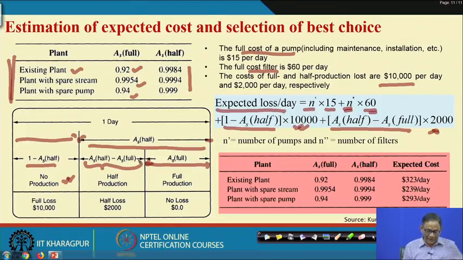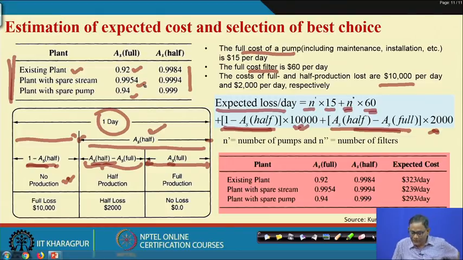Okay. So, now if I sum up full production and this, minus this plus this is nothing but A sub half, again if we sum up this plus this plus this, this is nothing but 1. So these are the situations, that is what is written here. You see, for full production loss, 1 minus A is half into loss, for half A is half minus A full, that is written here. Using this formula, the probability and availability are known.